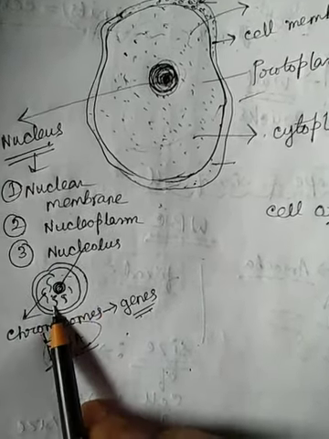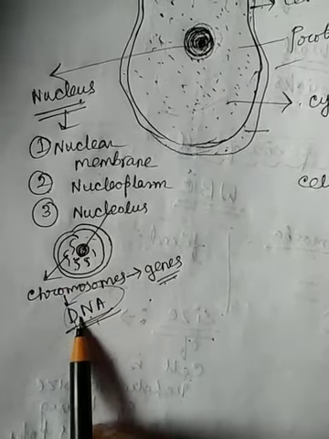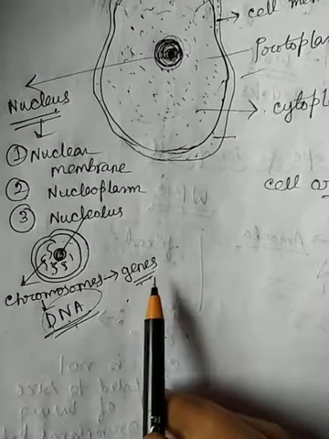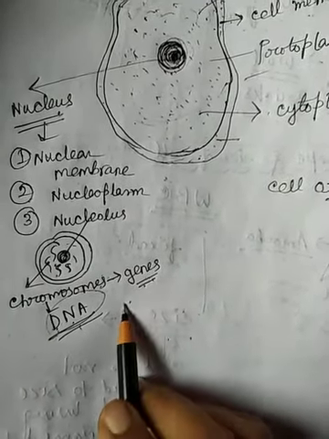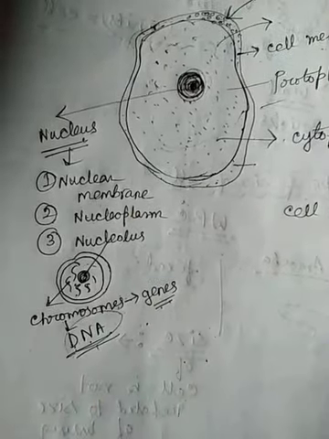Within the nucleus, thread-like structures are present which are called chromosomes. Chromosomes are made up of DNA, and the chromosomes carry genes. These genes carry the hereditary features or characteristics from one generation to the next generation. So this is the nucleus.